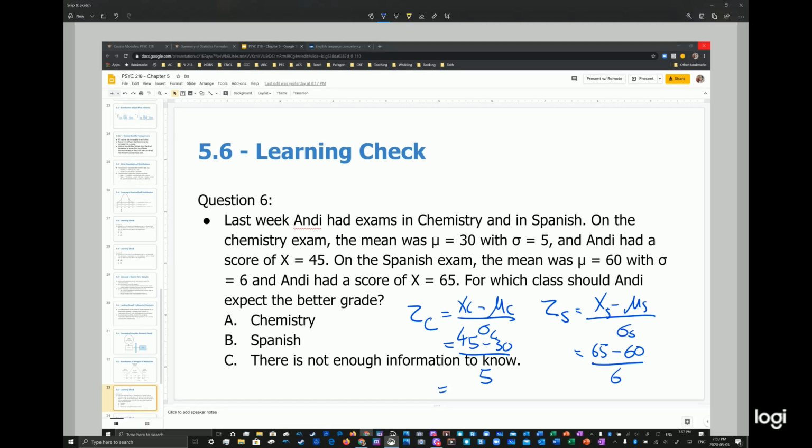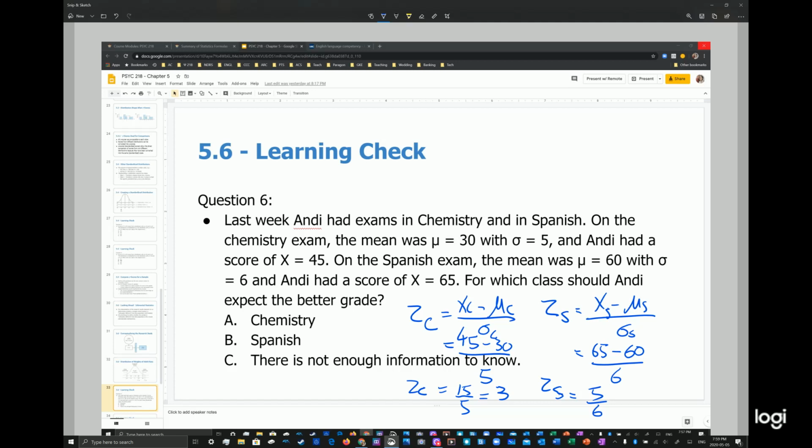Well, he scored above average for both of them. Now we need to see how far Andy scored above the average. So that's 15 over 5. Ooh, z-score 3. And here for Spanish, we have 5 over 6. Well, one z-score is definitely larger than the other. In fact, way larger. Z-score 3, if I did my calculation correctly.